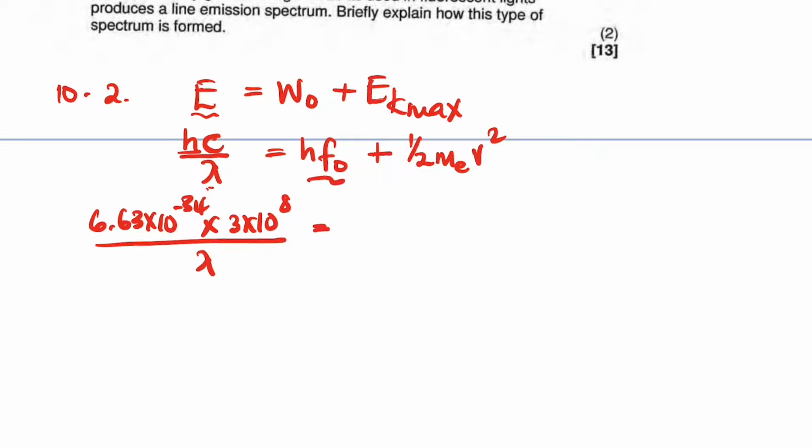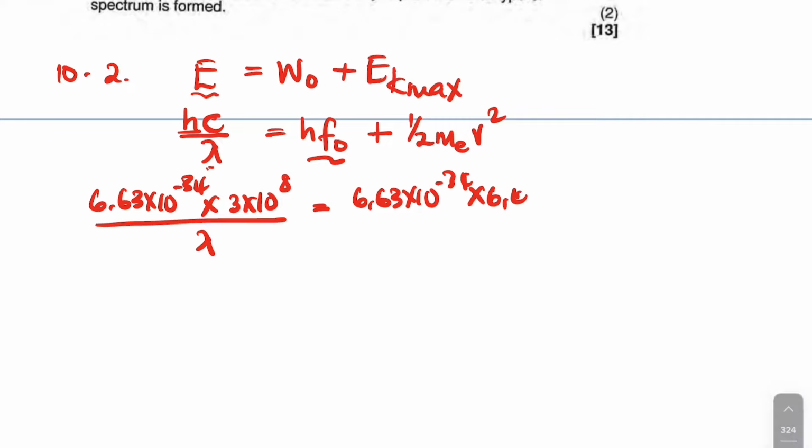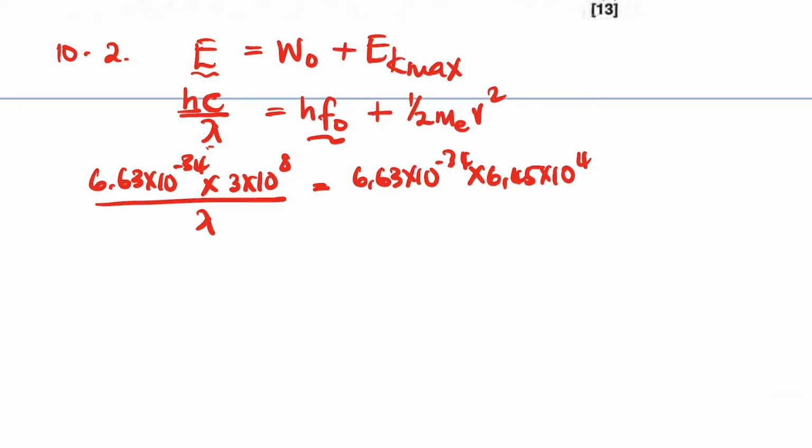Here we're going to have 6.63, that's Planck's constant, which is the h, times 10 to the power negative 34, times the threshold frequency. The threshold frequency is 6.45 times 10 to the power 14. And then we are done here. We go to the kinetic energy. So it's going to be half the mass of the electrons, guys. It's 1.11 times 10 to the power negative 31, the mass of the electrons. You get it from the data sheet.